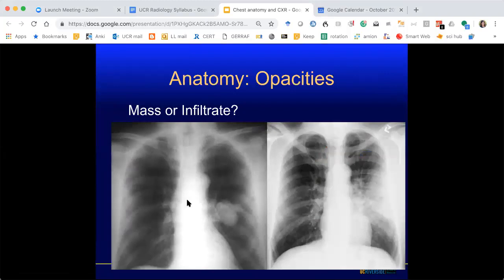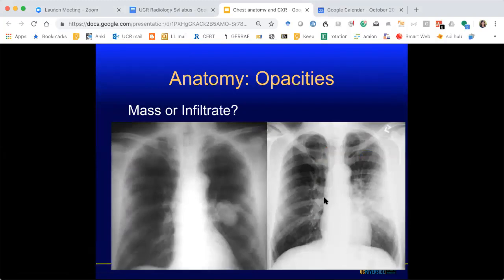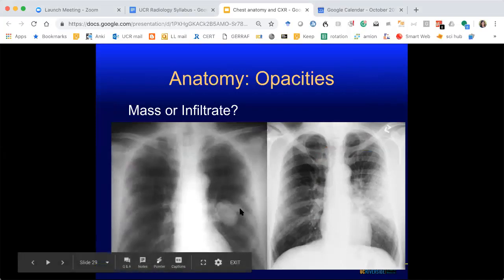Opacities. So which, the image on the right or the image on the left, is a mass? On the left, okay. Left is the mass. Okay, and why do you say that? Why do you think the image on the left? It's well circumscribed. Good. So you can look at the actual lesion and then their morphology, right?